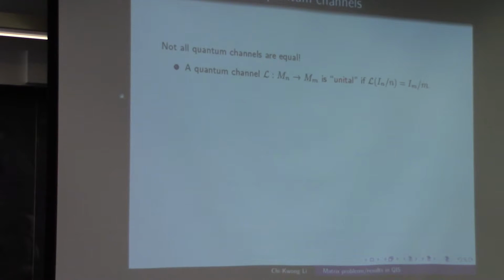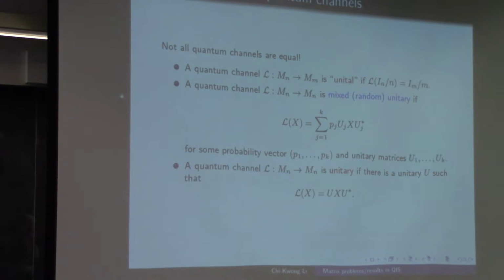So, okay, what next? Here is some follow-up problem. Again, a mathematician never worries about solving all the problems, right? When a problem is solved, there are always some new problems. So here I will tell you that not all quantum channels are equal, right?